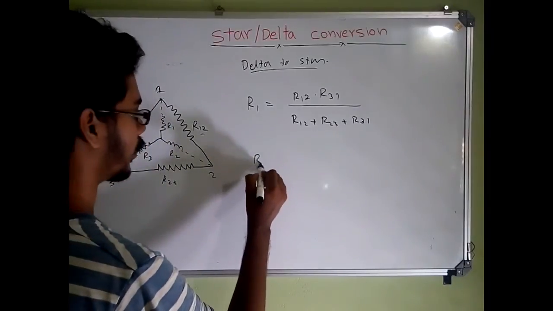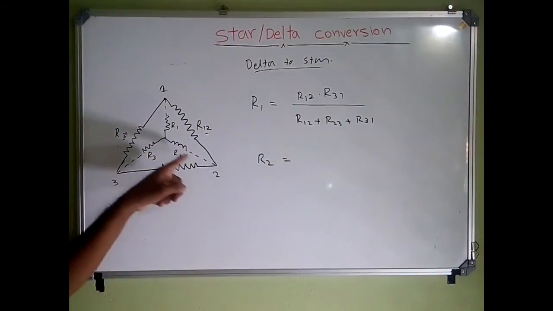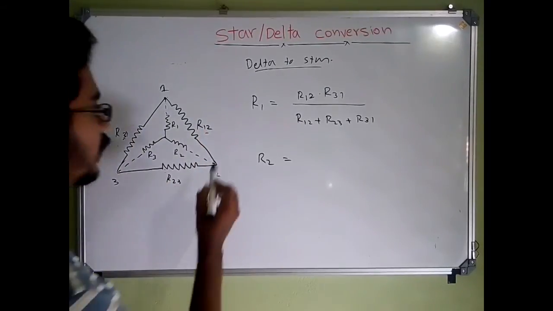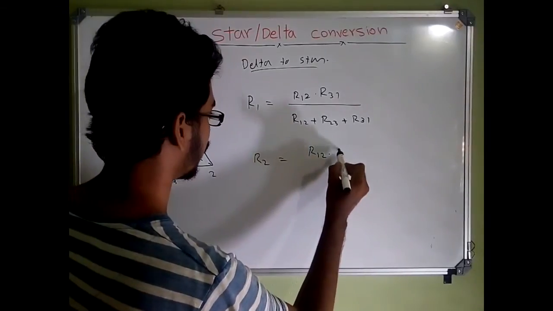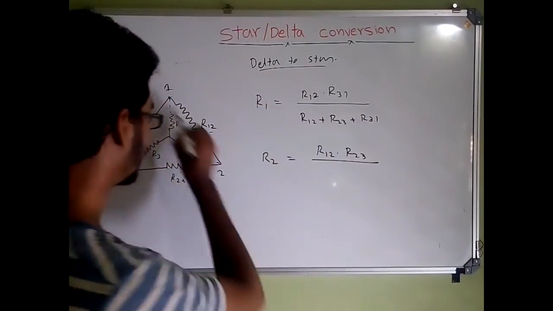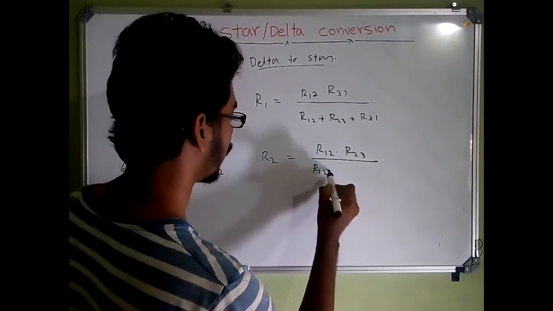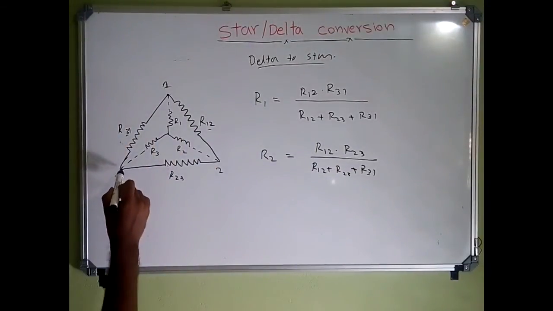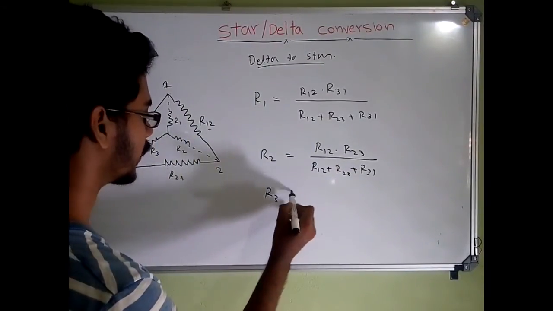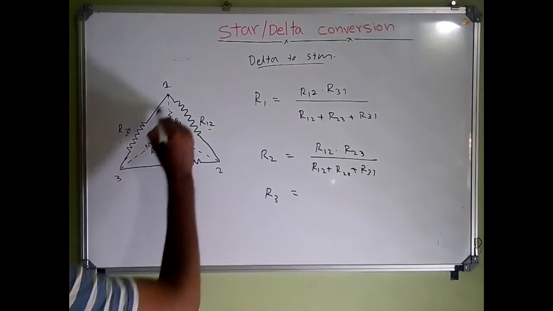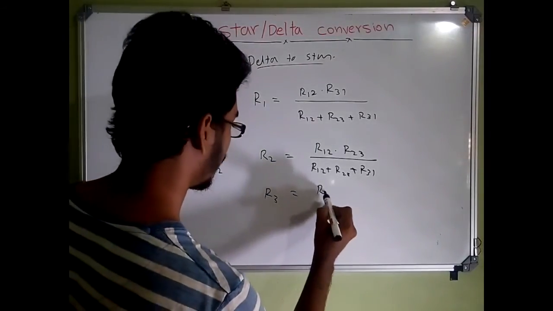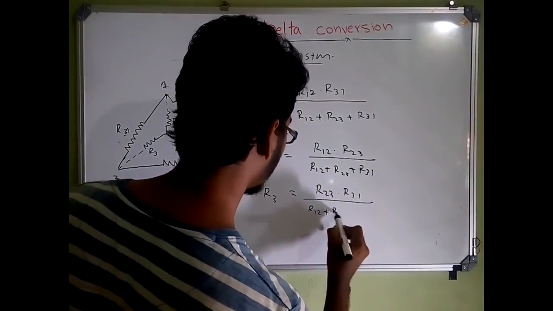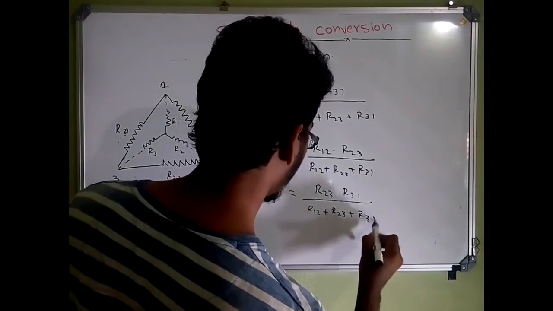Okay. Similarly, how can we write R2? R2 is connected to the terminal 2. It is connected to both R12 and R23. So multiply those together, that is R12 into R23 divided by the sum of the whole resistors, that is R12 plus R23 plus R31. Now how can we write R3? R3 is connected to this and these resistors. So we can write R23 into R31 divided by R12 plus R23 plus R31.